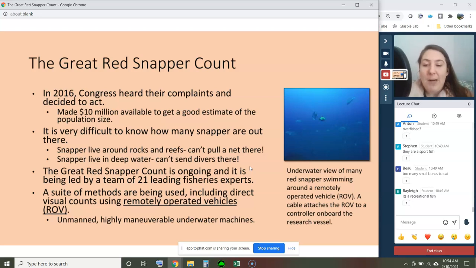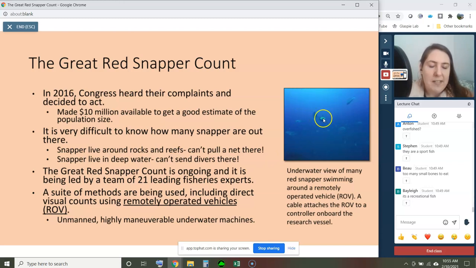The Great Red Snapper Count's goal is to count the red snapper in the Gulf of Mexico, to figure out how many are out there, what the sizes look like, so that way we can know if we're doing a really good job managing the species, if we're underestimating how many are out there, or if we're overestimating it. A suite of methods are being used, including direct visual counts using remotely operated vehicles. And these ROVs are unmanned, highly maneuverable underwater machines. This is a picture here of an ROV that's tethered to a boat.